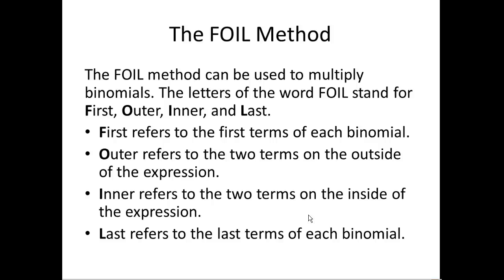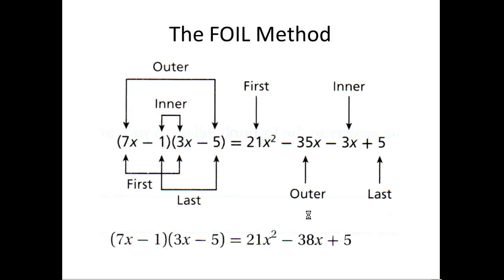The letters of the word FOIL stand for first, outer, inner, and last. First refers to the first terms of each binomial. Outer refers to the two terms on the outside of the expression. Inner refers to the two terms on the inside of the expression. And last refers to the last terms of each binomial. Here's an example of what I mean when I say first, outer, inner, last.